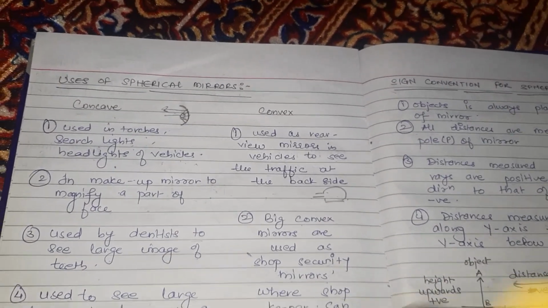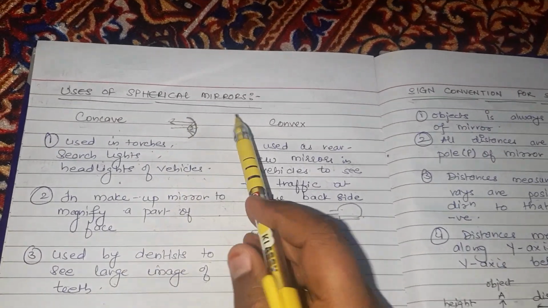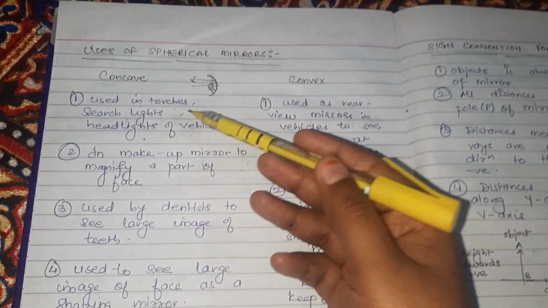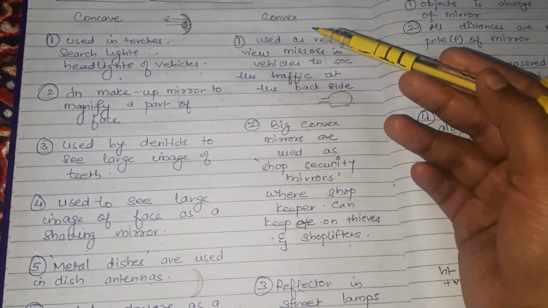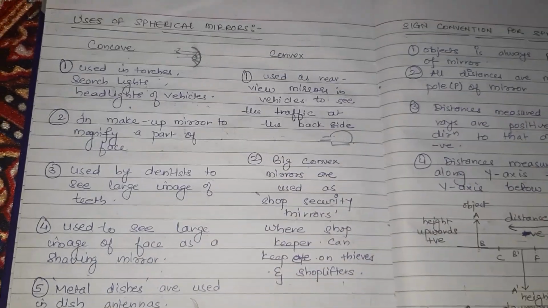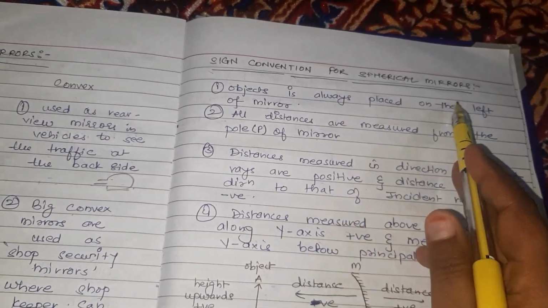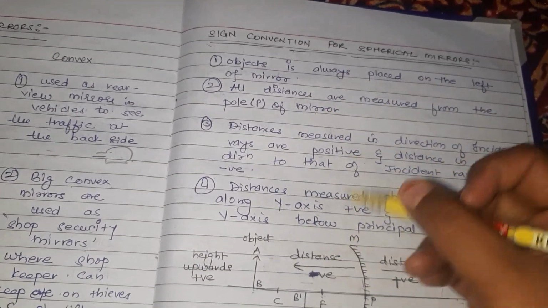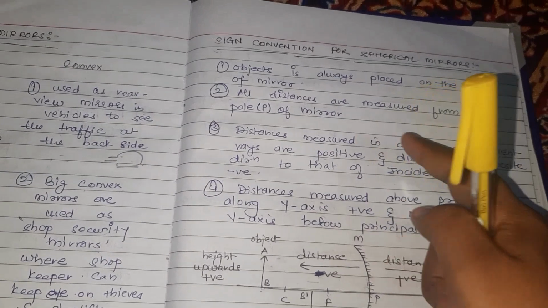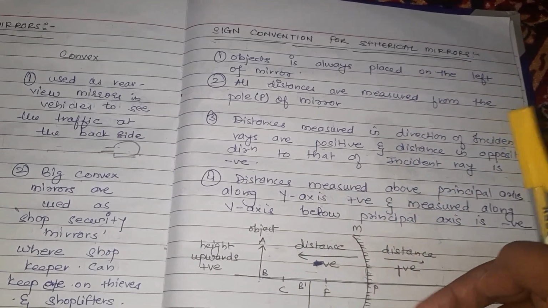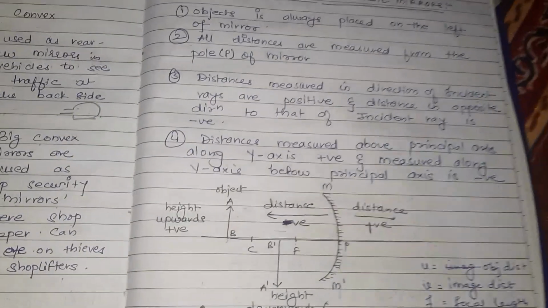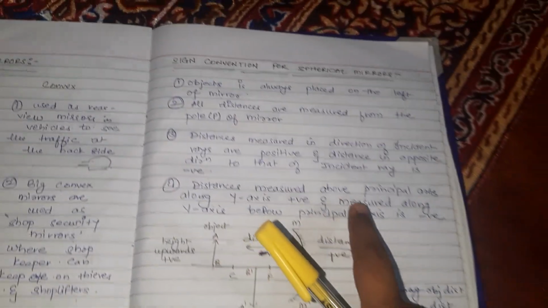In the last video we studied the uses of spherical mirrors. In that we studied the various uses of concave mirror and various uses of convex mirror. Now today we are going to study sign convention for spherical mirrors. This topic is very important because with the help of sign conventions we will be able to solve the numericals based on concave mirror and convex mirror.